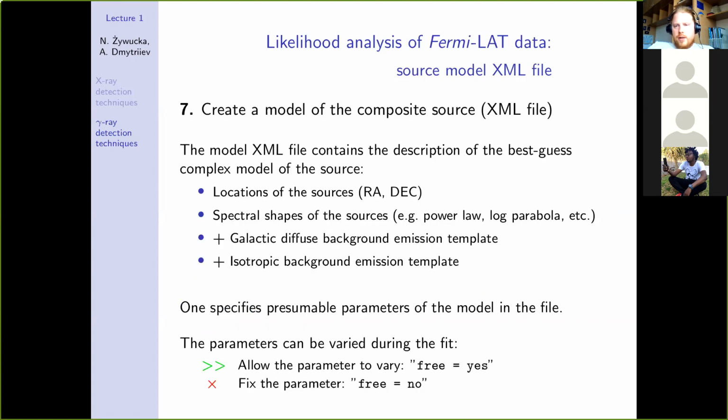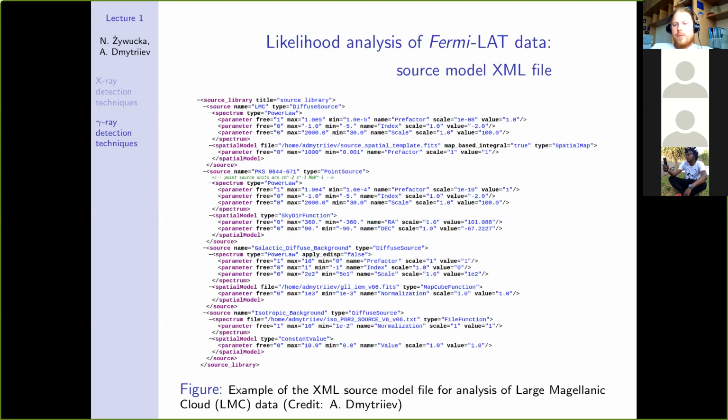So this will be the total model of your source. You specify the presumable parameters for all the components of the model. If you want to vary the parameters, you specify free. If you don't want to vary them, you fix them, so you specify no. This is an example of a model file. It is an XML file, written in syntax similar to HTML, more or less.